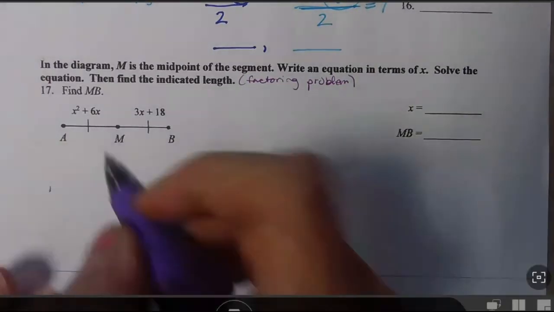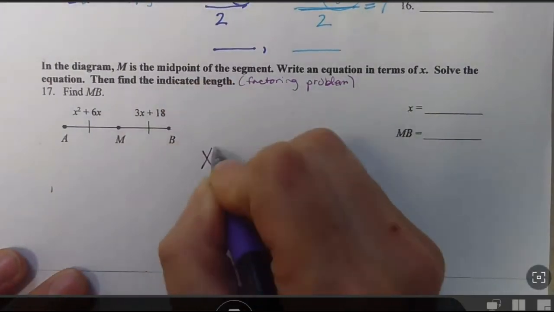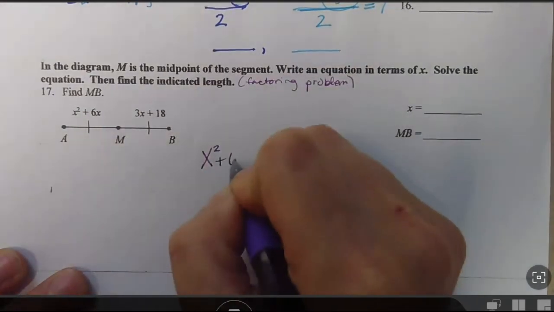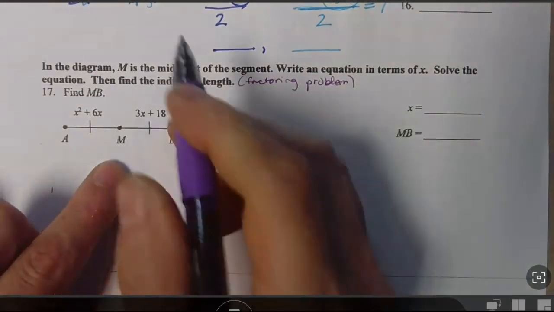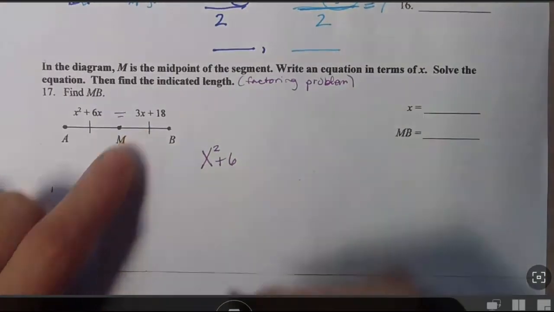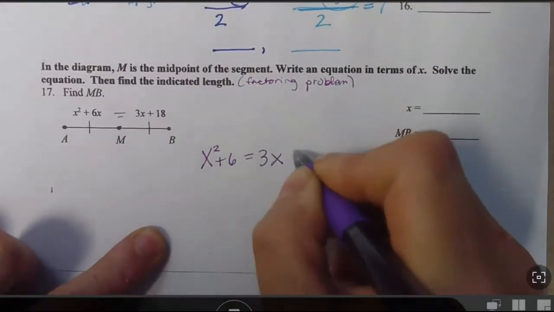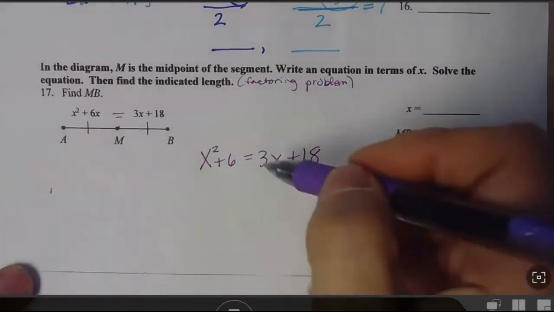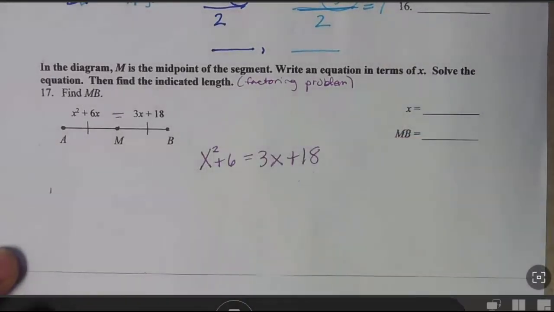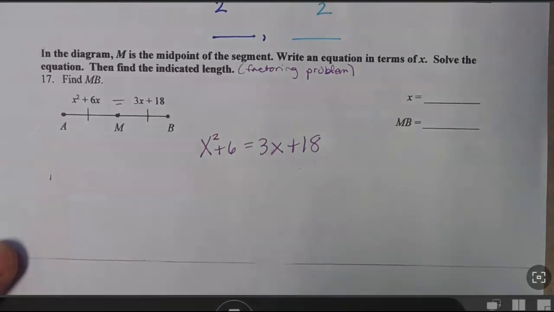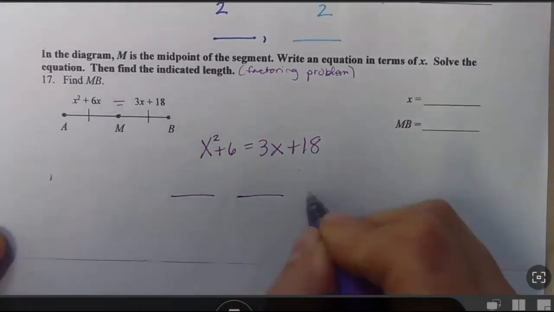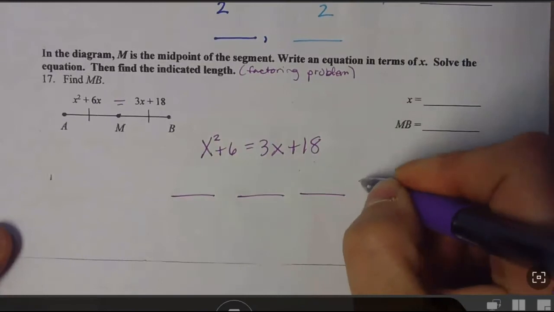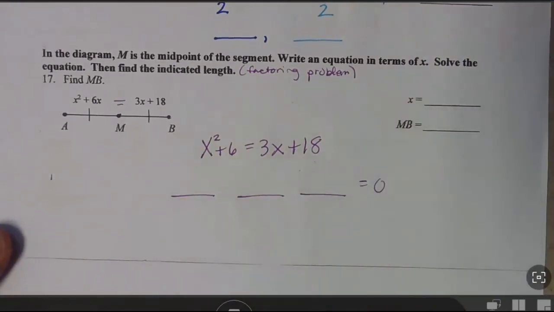But just starting out, remember, we have x squared plus 6, and we know it is equal to 3x plus 18. We have to move everything over to the other side, and you will get a trinomial, and you can make it equal 0 and not worry about that for that part.